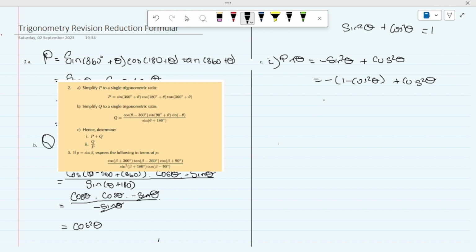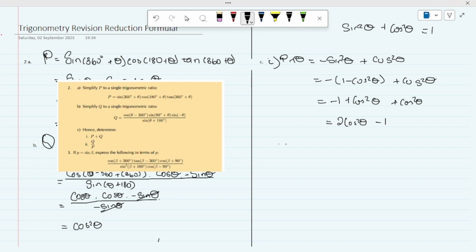So basically, let's get back to the question. So what it is, it's going to be minus 1 plus cos squared theta plus cos squared theta. So now it's going to be 2 cos squared theta minus 1. You see, so this is our answer, guys.